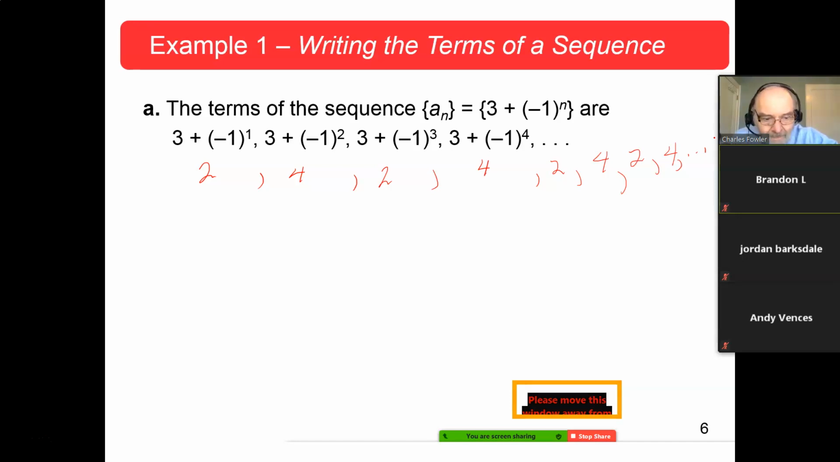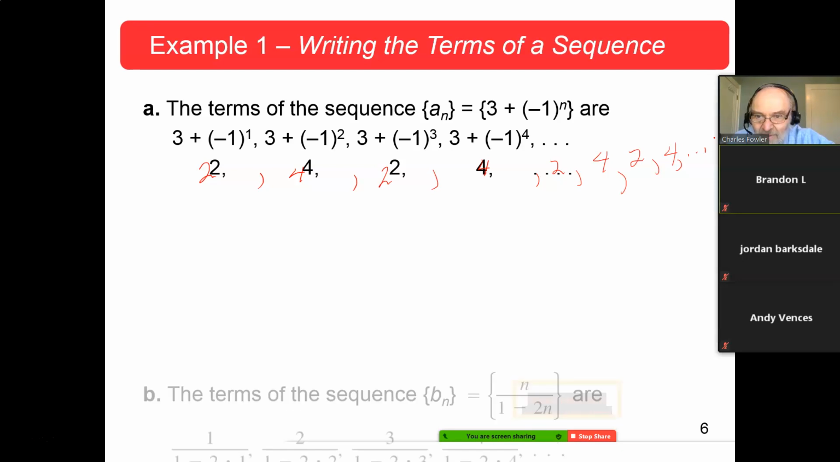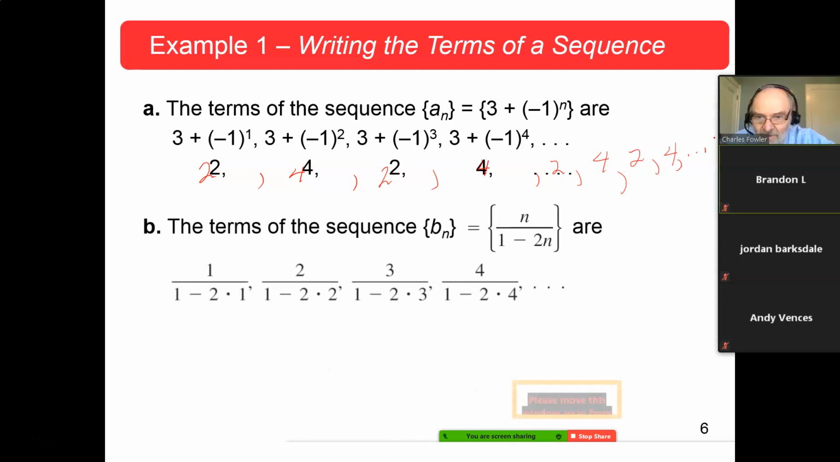Okay? Let's just see how they did it. And there they have 2, 4, 2, 4, 2, 4, dot, dot, dot. Okay. Now here's number B. The terms of a sequence B sub n are n over 1 minus 2n.